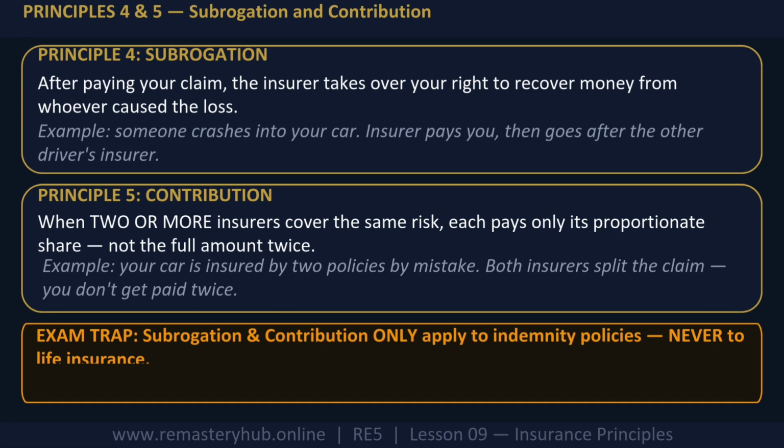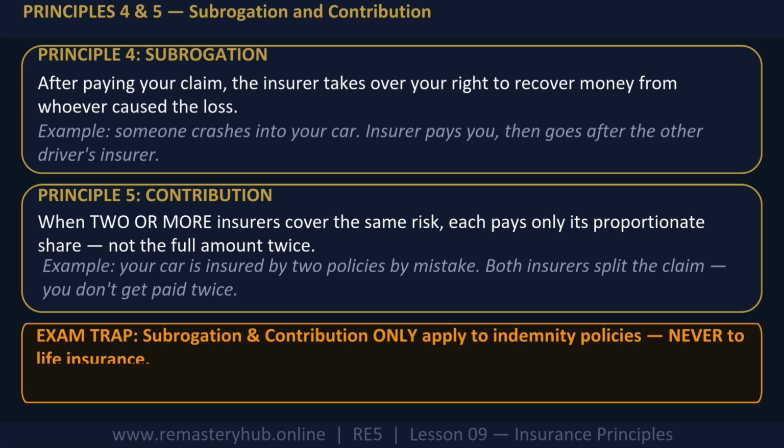Principles 4 and 5. Subrogation and contribution. These two work together and both only apply to indemnity-based insurance, never to life insurance. Subrogation. After the insurer pays your claim, they take over your right to recover money from whoever actually caused the loss. Example: someone crashes into your car. Your insurer pays you, then pursues the other driver's insurer to recover that money.